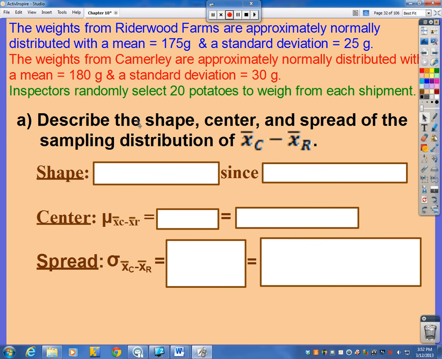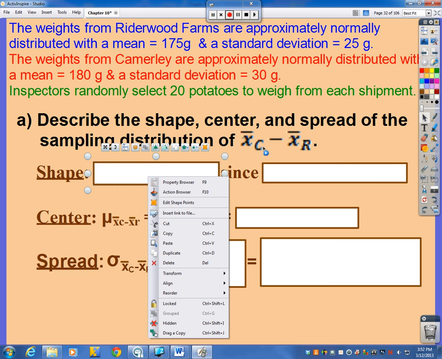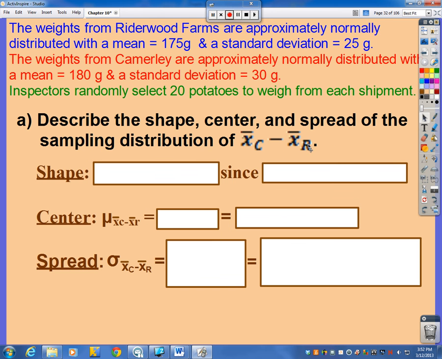Part A, we're going to describe the shape, center, and spread for the sampling distribution when we subtract our sample means. Okay, and I'm doing Cammerley minus Riderwood Farms. Can you realize why I'm taking Cammerley minus Riderwood? Because Cammerley numbers are larger than the Riderwood ones, and I want to end up with some positive differences here. That's the only reason why I'm subtracting Cammerley and then Riderwood.